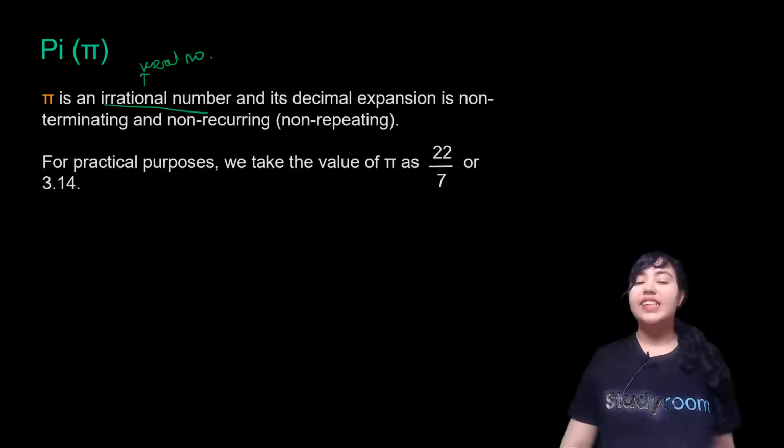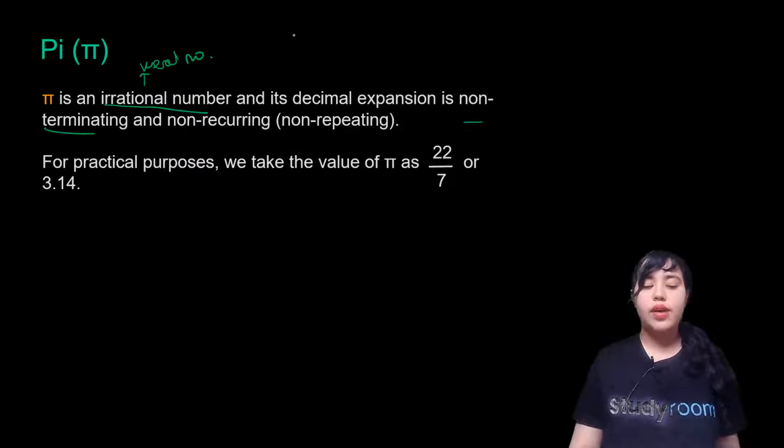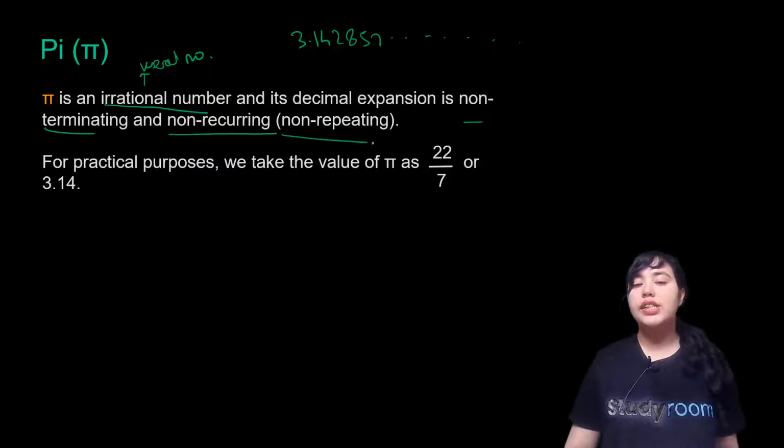So what about its decimal expansion? It is non-terminating. So this pi has a very long value. Actually, it's somewhat like 3.142857. It goes on and on and on. And it is non-recurring, it's non-repeating. So we obviously can't use such a big value when we're solving questions.